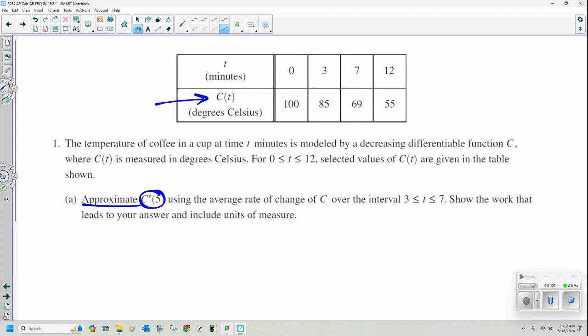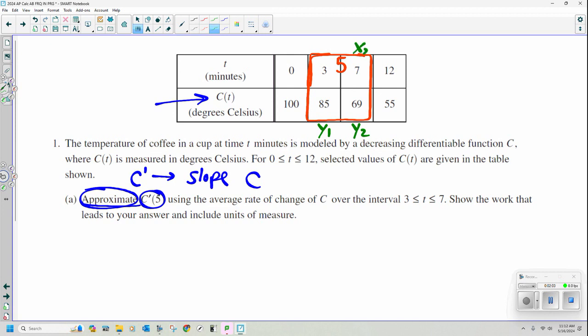This is C. C prime is the derivative of C, which is also the slope of C. And since we cannot find the derivative of C, and they're telling us to approximate this, I am just going to pick the two closest values of where 5 would lay, which would be right here. I'm going to use 3 and 7 and just do a change in Y over change in X. Y2 minus Y1 over X2 minus X1, and we get a calculator. 69 minus 85, all over 7 minus 3.